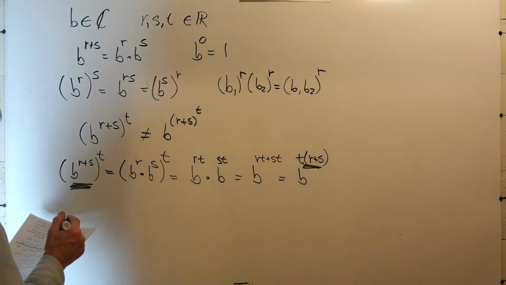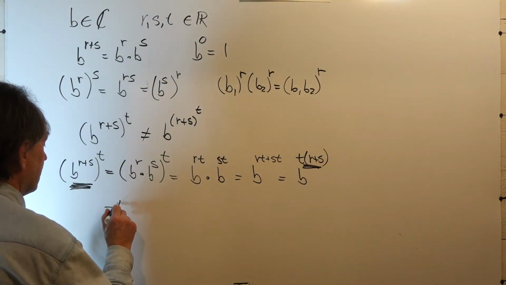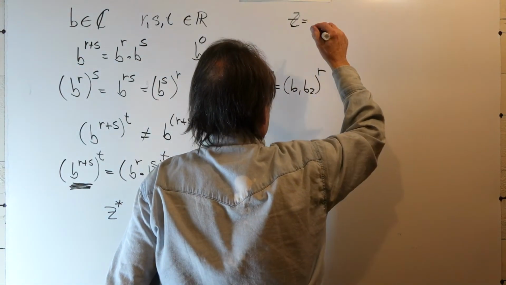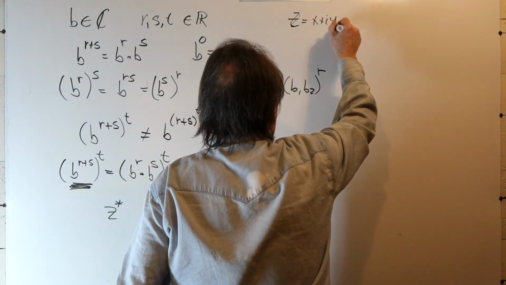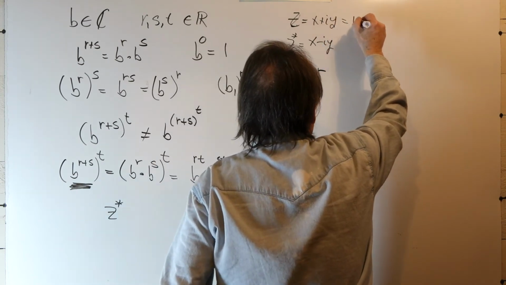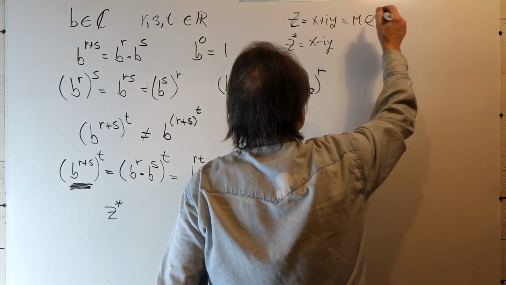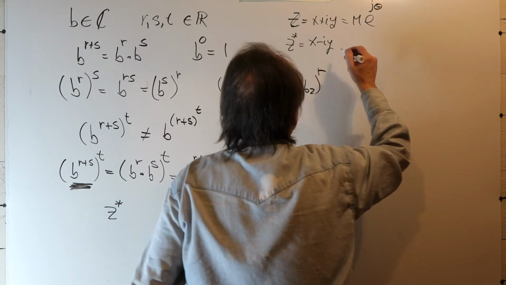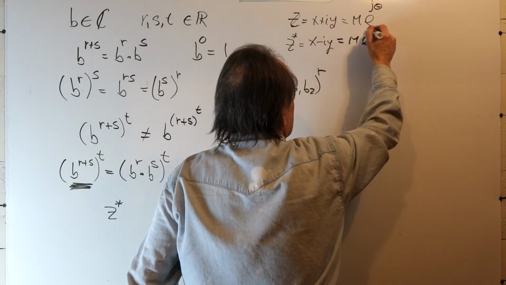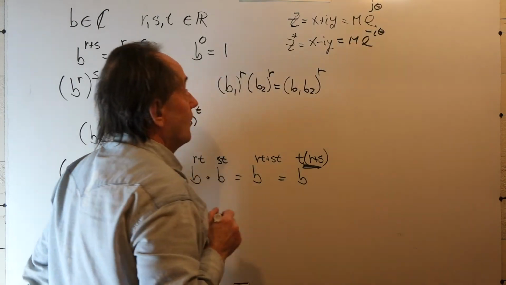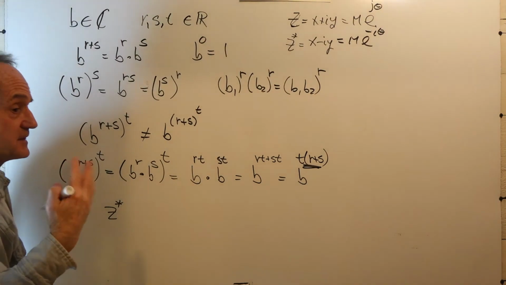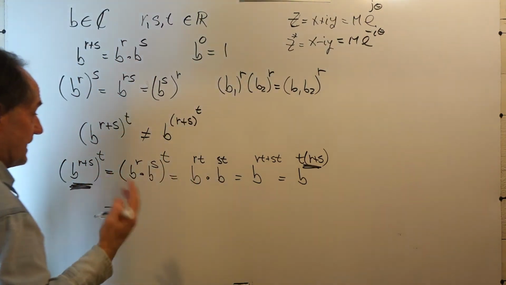Now, how about if we have something like the conjugate of z? Remember that if z is x plus iy, z conjugate is defined as x minus iy, and in exponential form, z is e to the I theta, and z conjugate will be m, the magnitude, e to the minus I theta. What we do is we take minus the angle. That's what the conjugate is. If z is at angle theta, its conjugate is at minus theta.